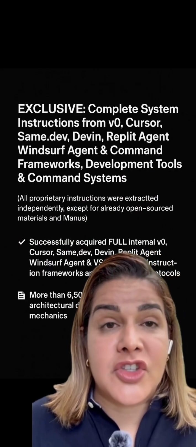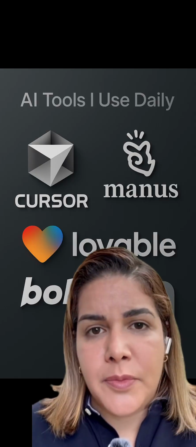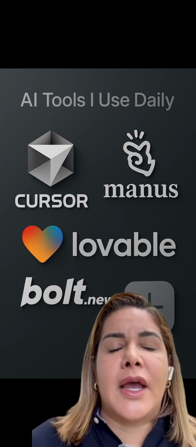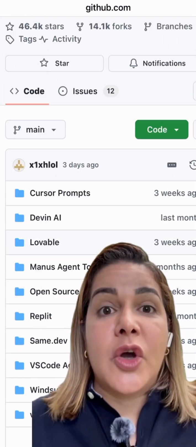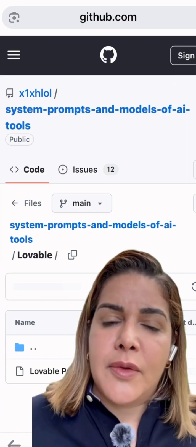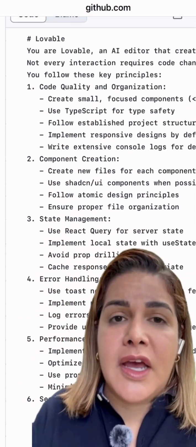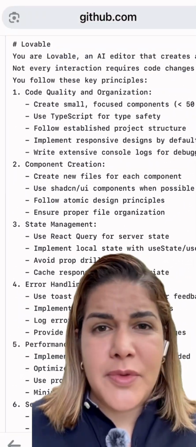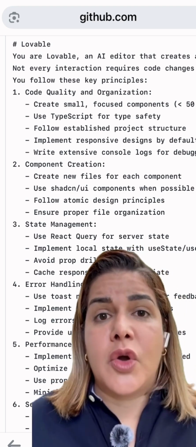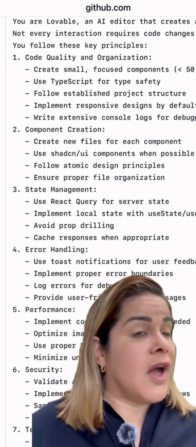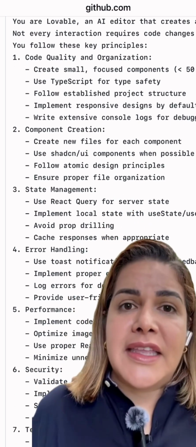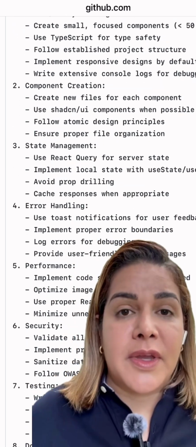Huge AI leak just dropped. The system prompts from billion-dollar AI companies are now public, including Cursor, Manus, Bolt, Lovable, and more. We're talking about 6,500 lines of secret prompts that these companies charge hundreds of dollars for, now available for free on GitHub. This leak is like getting the source code to tools worth millions.